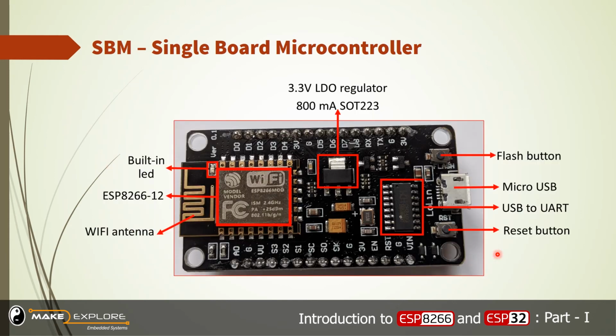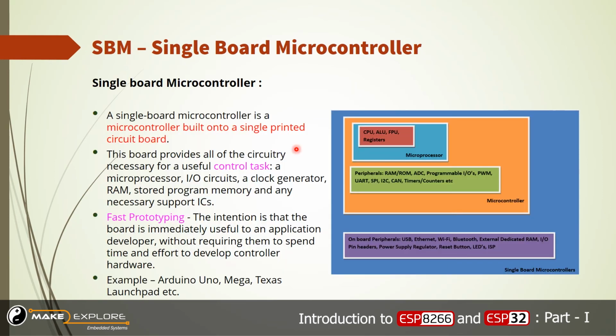So examples of this single board microcontroller are the ESP32 or ESP8266 development board. You can see here it has an ESP8266 microcontroller on board. It has a built-in LED, it has Wi-Fi antenna capability, or actually an onboard Wi-Fi antenna. It has a regulator, a 3.3 volt LDO regulator on board. It has a flash button, it has a USB interface also. So this is a single board microcontroller, which is nothing but a microcontroller built onto a single printed circuit board, and it provides all the circuitry necessary for control task.